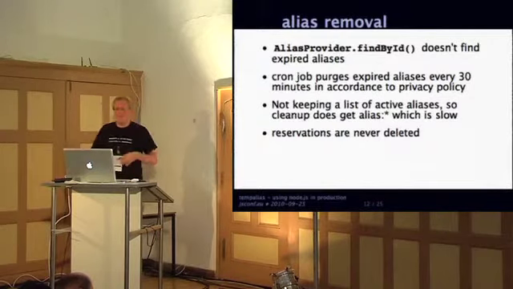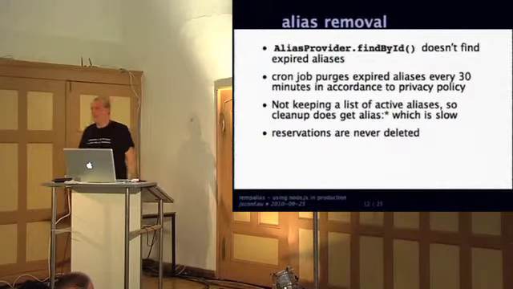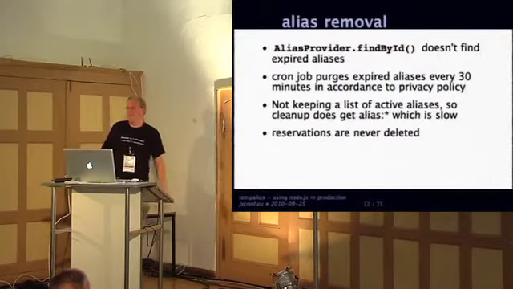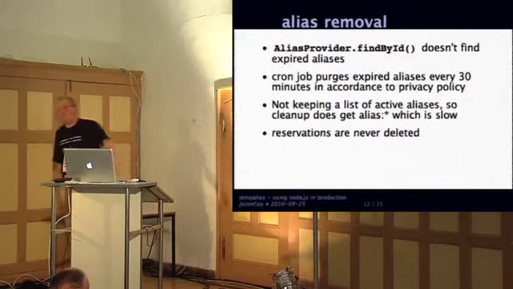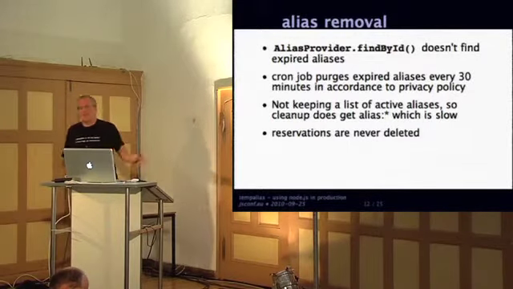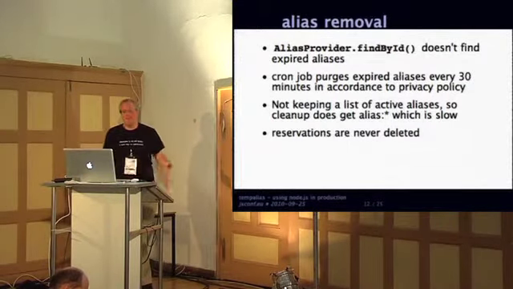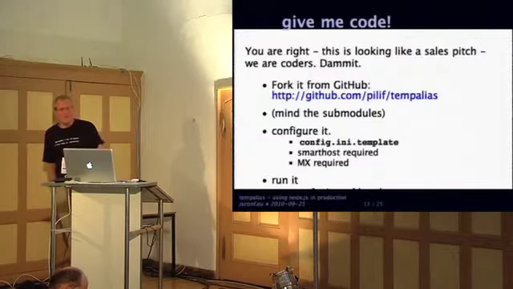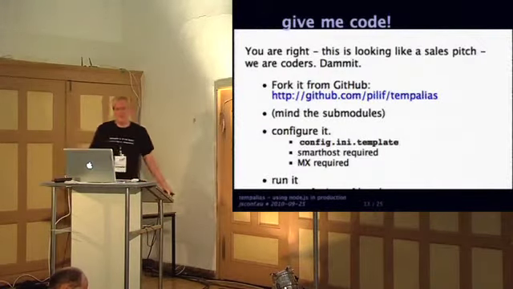And I'm not keeping a list of active aliases, which means that I hit Redis pretty hard and just fetch all the aliases, instantiate all of them, check whether they are valid, and then kill the ones that I don't use. This is fine for now, but it's probably something that should be looked at in the future. So now you probably want to see code.